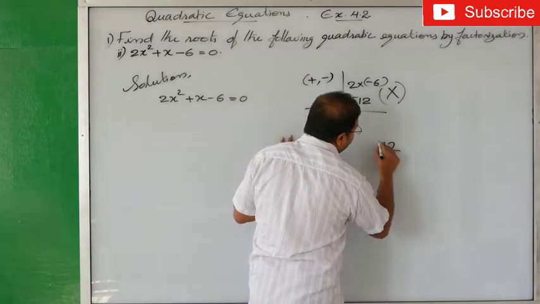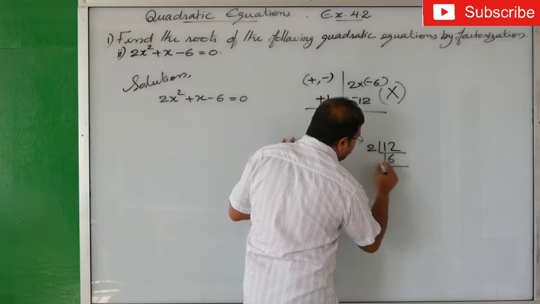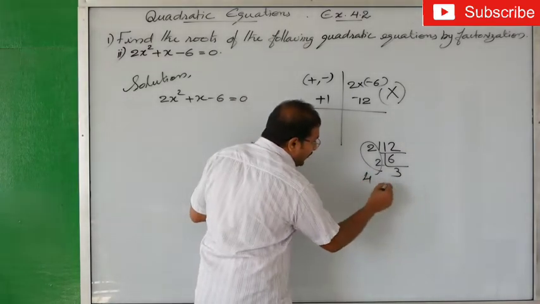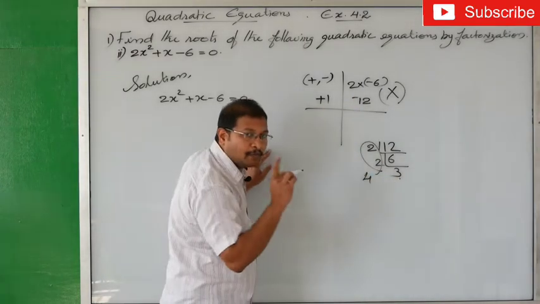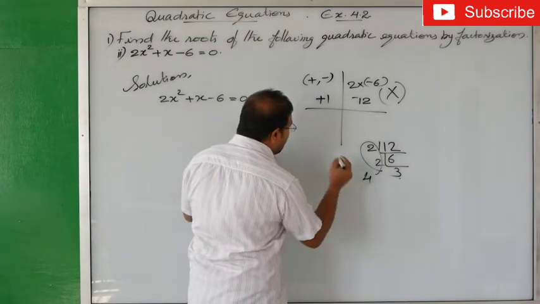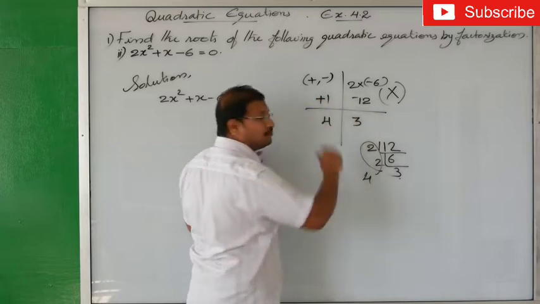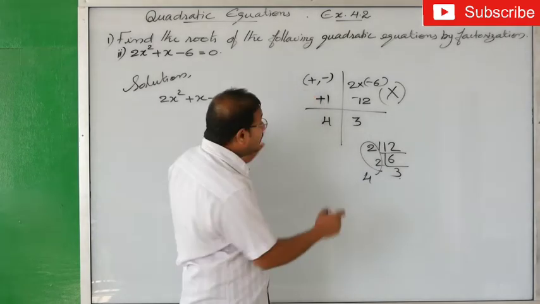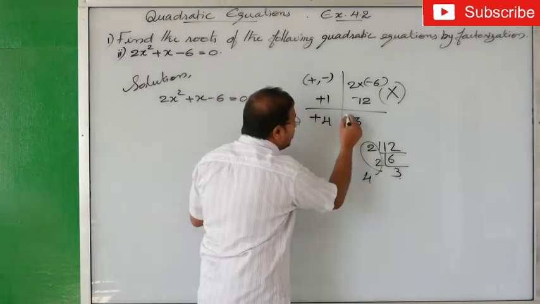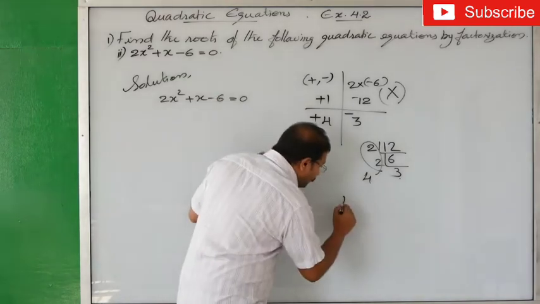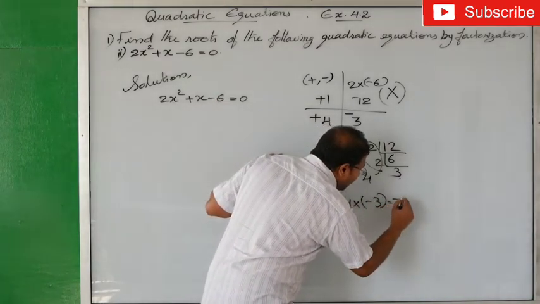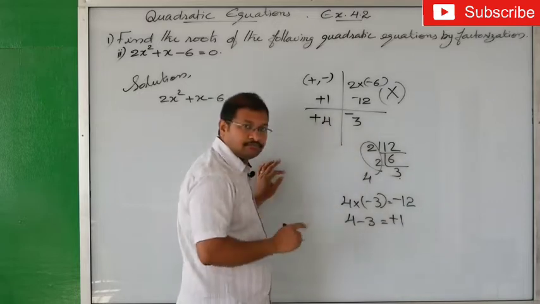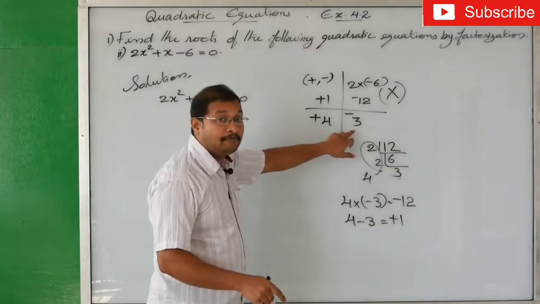Let's break 12 now. Factorizing. 2 6s are 12, 2 3s are. See, 2 into 2, 4. 4 and 3. 4 into 3, 12. 4 minus 3, 1. Isn't it? So the numbers are 4 and 3. But we know that one of the numbers is minus. But the answer plus means the bigger number is plus and the smaller number is minus. See, 4 into minus 3 will get minus 12. 4 minus 3 will get plus 1. Okay, so the numbers are 4 and minus 3.